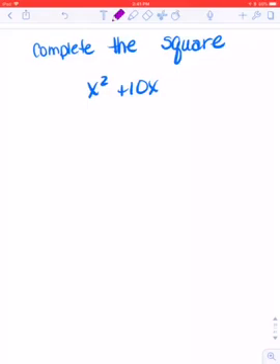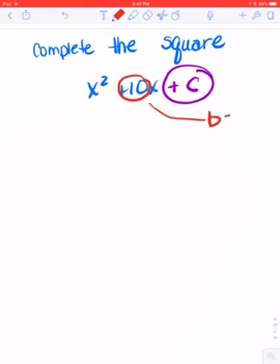Okay guys, let's do some review over what we did today. So, completing the square. I have x squared plus 10x, and basically they want me to find this c value. So first of all, I have to start by identifying b. So I know b is 10.